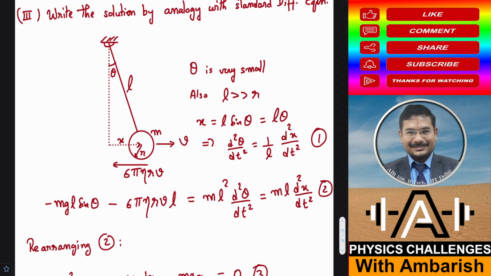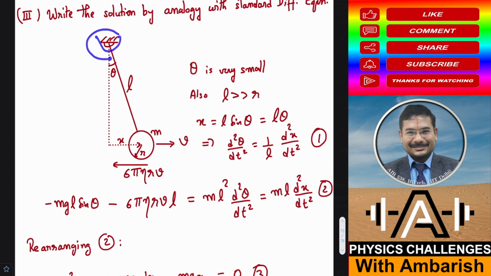Let's say the pendulum is displaced by some distance x, and this angular displacement is, let us say, theta. Theta is very small, and L is much greater than r. I've used small l here, so it doesn't matter. I had used capital L in the problem, but it's okay. And x is of course L sin theta, which can also be written as L theta. Also, using this relation x equals L theta, I can readily say that d squared theta by dt squared is 1 by L d squared x by dt squared. So I've just made some simplified results which I'll be using in simplifying the differential equation into the standard form.